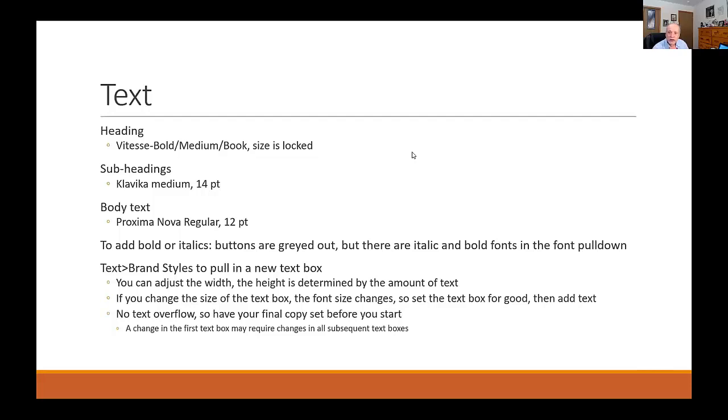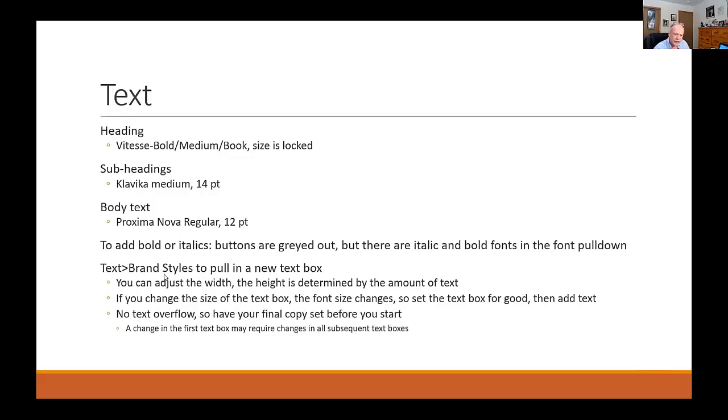Again, you pull in headings, which are Matisse bold, medium, or book. Your subheadings will be in Clavica. Your body text is going to be in Proxima Nova, and that should be set at 0.12. To add bold or italics, as I showed you, you can't use the bold or italics buttons. You can pull down fonts that have italic or bold with them.